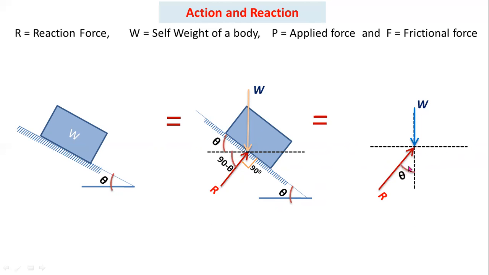Okay, this reaction force makes an angle theta with respect to the vertical axis. You can observe the total angle is 180 degrees, the right side angle is 90 degrees, and the left side angle is theta plus 90 minus theta. So the total angle is 180 degrees. Now if you are drawing a vertical axis here, then the angle is theta.